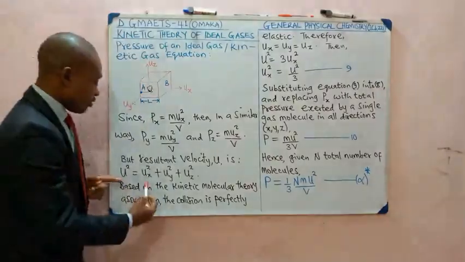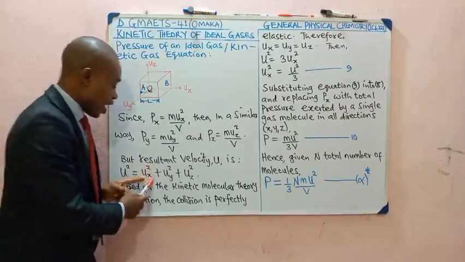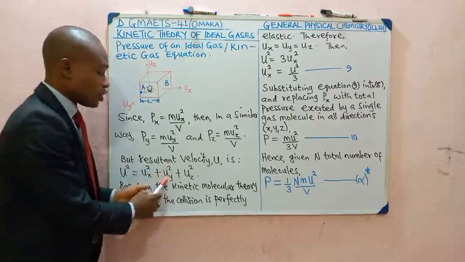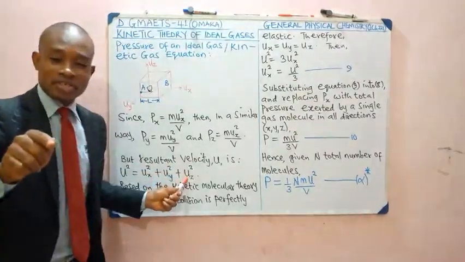And that's why we now have this equation: the square of the resultant velocity is equal to the square of the velocity in x direction plus the square of the velocity in y direction plus the square of the velocity in z direction.